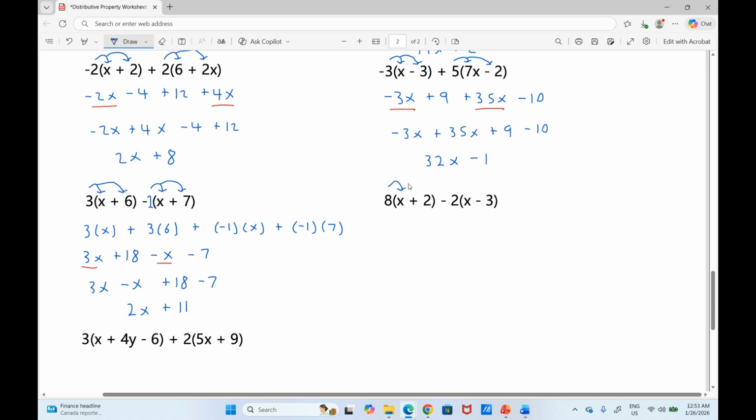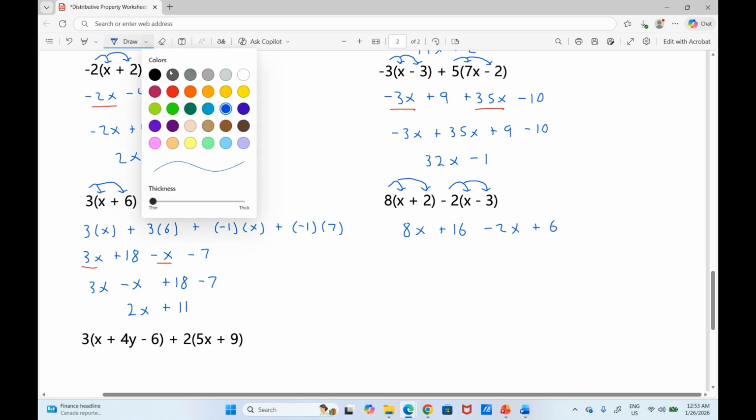Okay, let's keep going. 8 times x, 8 times 2, negative 2 times x, negative 2 times negative 3. So in this case, I have 8 times x is going to be 8x. 8 times 2 is going to be 16. Negative 2 times x is going to be negative 2x. However, negative 2 times negative 3 is going to be a positive number. Now it's going to be positive 6.